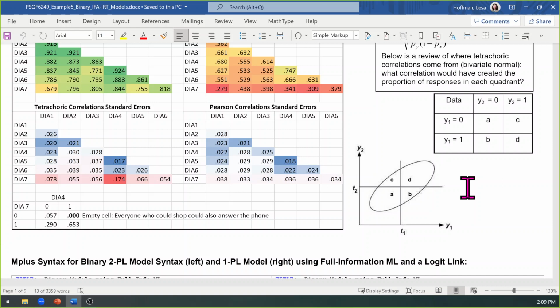So my understanding of this idea is that a tetrachoric correlation is using the proportion of responses in each combination of 1 and 0 and using a bivariate normal distribution given those proportions to figure out what the underlying correlation would have had to have been to create that proportion of people in each section of the scatter plot.